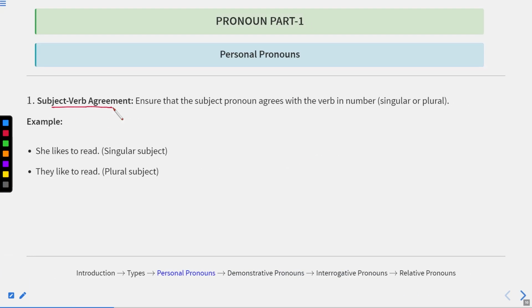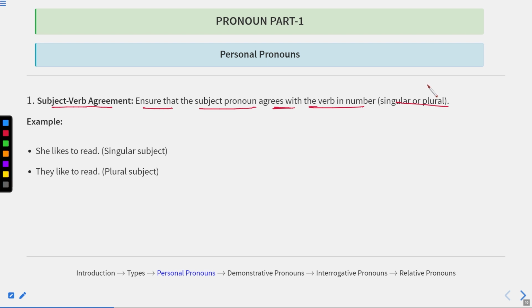Subject verb agreement. Now, what is another rule for subject verb agreement for pronouns? Ensure that the subject pronoun agrees with the verb in number, singular or plural. It means the verb should be used according to the subject of the sentence. If the subject is singular, we should use a singular verb. If the subject is plural, we should use a plural verb. And it all depends on the pronouns as well as the nouns.